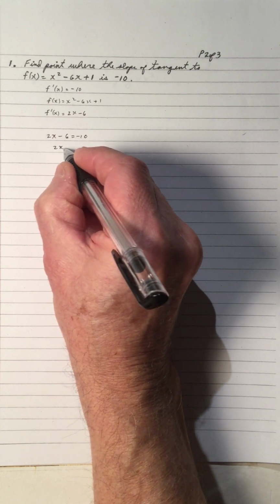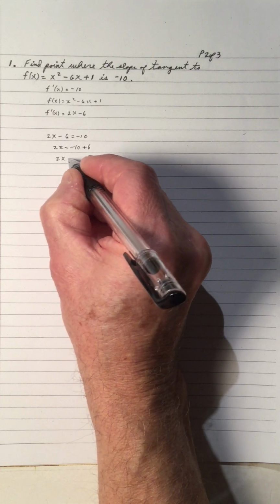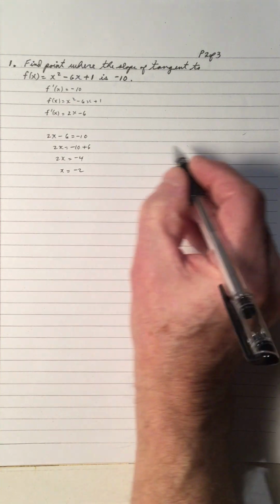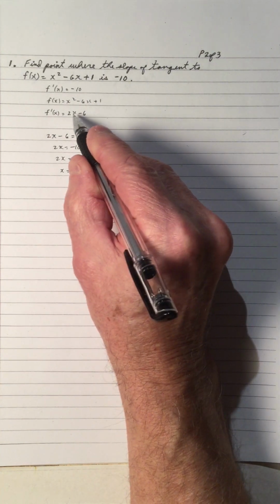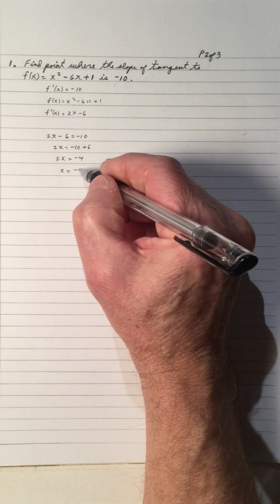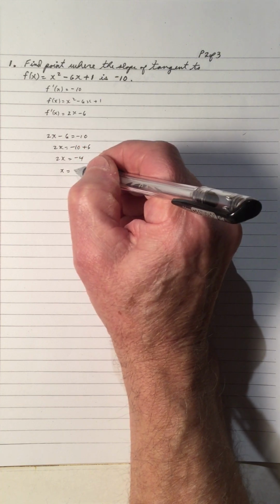That means that 2x is equal to negative 10 plus 6. 2x is negative 4, divided by 2, x is negative 2. So if this is the derivative and you put in negative 2, which I found, negative 2 going in here gives me negative 4 minus 6, which gives me negative 10.